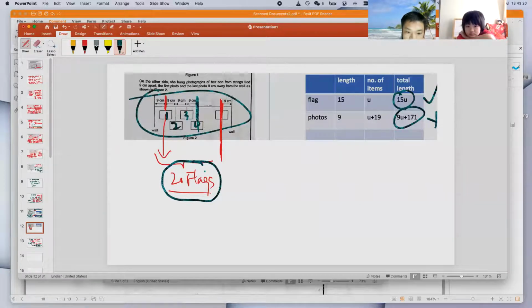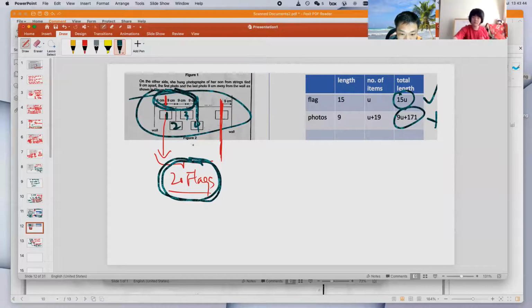4 flags. Okay. If you put 4 flags, can you see? 4 flags, you have what? 4 times 9, right? Can you see or not? 4 flags, 4 times 9. Okay. Yeah, I know. So what if you have 20 flags?